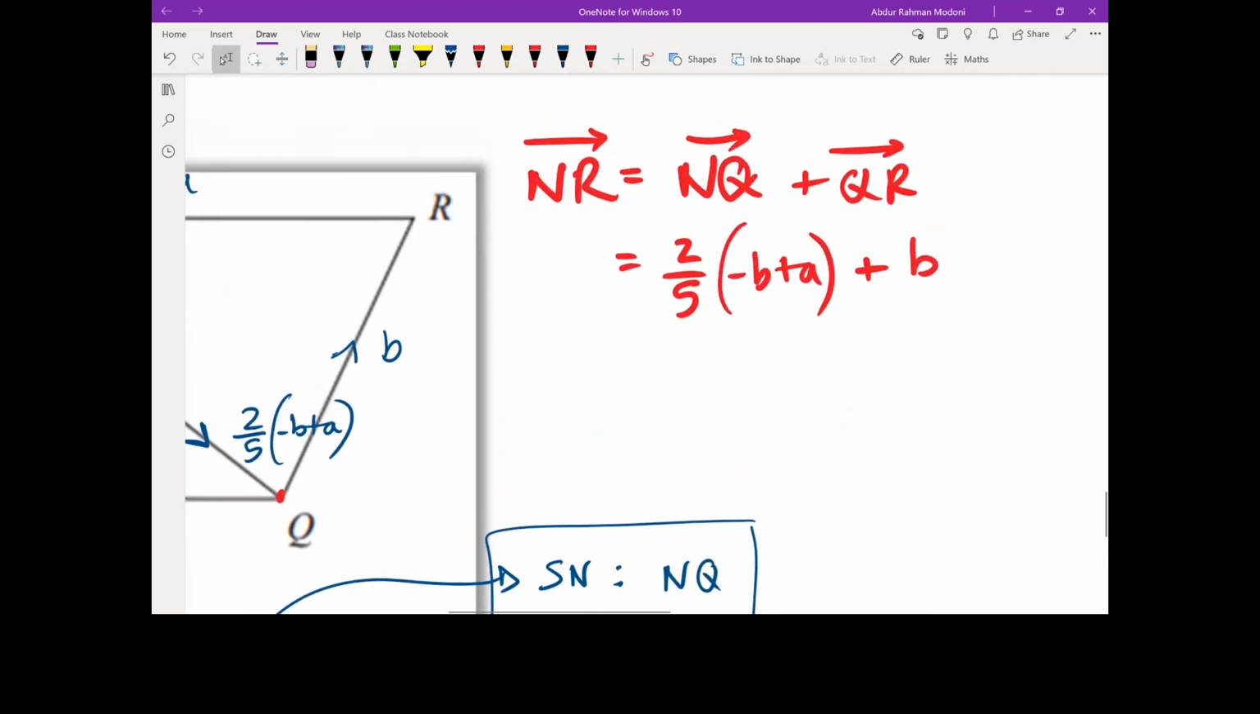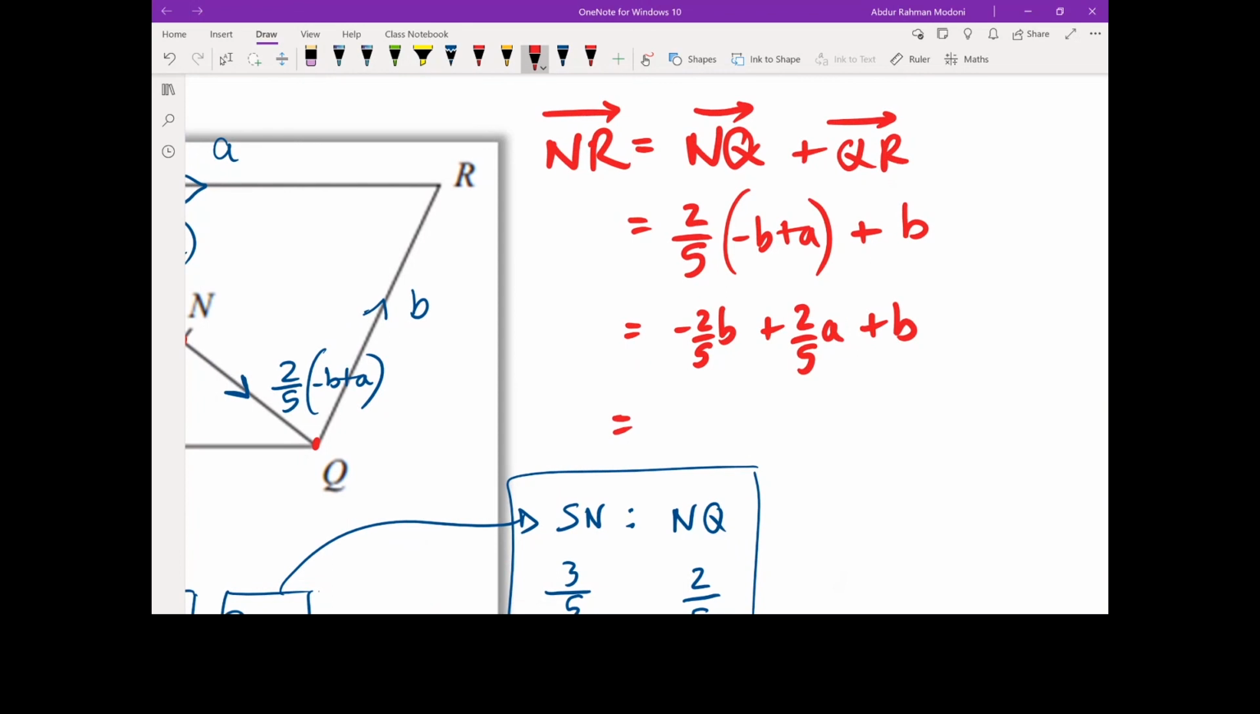Do I leave it like this? Can this be tidied up? It can, can't it? Because can you see, we can do 2/5 of minus B, which is minus 2/5 B, 2/5 of A, which is plus 2/5 A, and then plus B. Which ones can we collect? B term. So we've got 1 minus 2/5, which is going to leave us with 3/5.